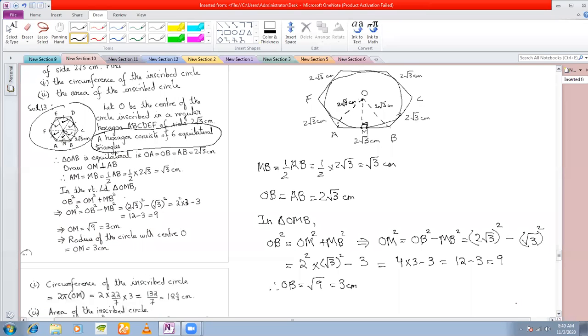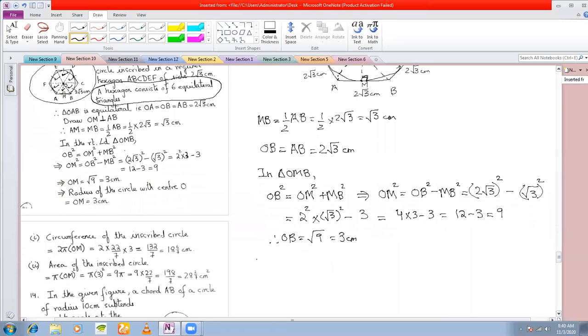So now can we find out the circumference and area? Yes. So what is the circumference? 2 pi into OM, that is 2 pi into 3, which is 6 pi. Now you can put the value of pi or leave the answer as pi also. No problem. And what is the area? Pi r square, pi into 3 square, 9 pi. So circumference is 6 pi and area is 9 pi. Okay. So stop here for today.